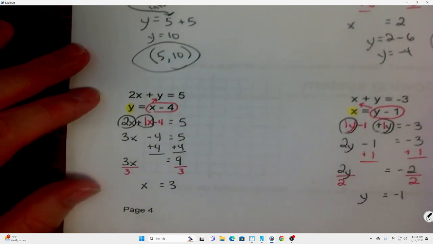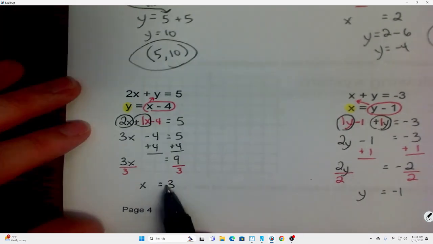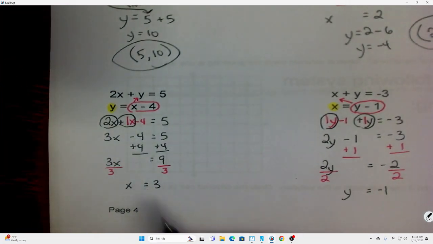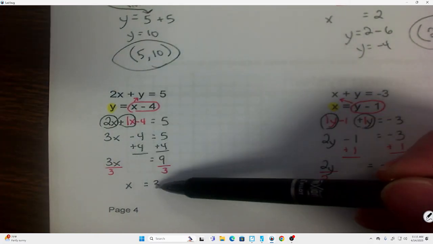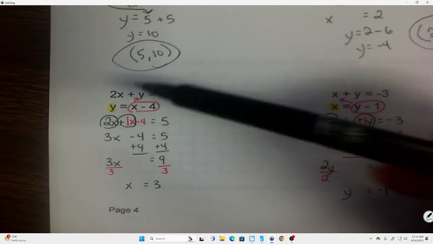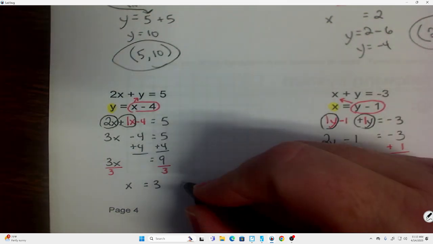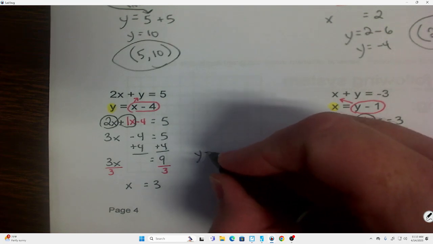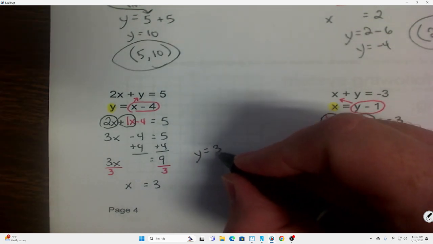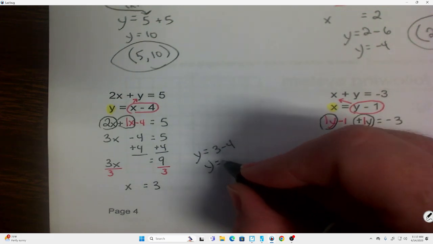So now if we came down here and you go through and fight through all of this and you go, hey, x equals 3, well, take this 3 that's x and just put it right here into this equation. That seems to be easier. So I'm going to write it off to the side here. y equals 3 minus 4. Well, that would be y equals negative 1.